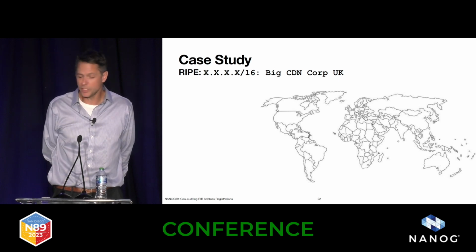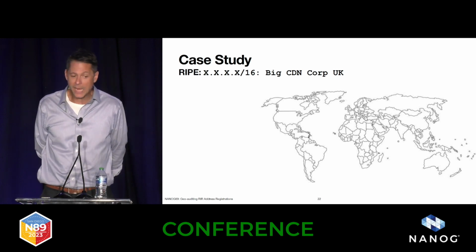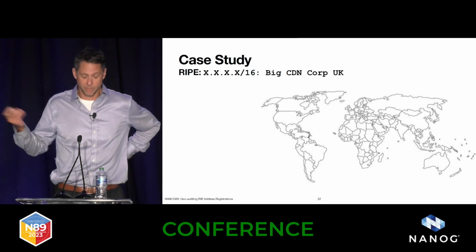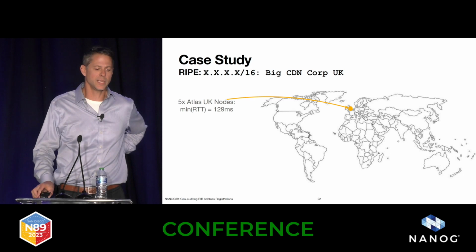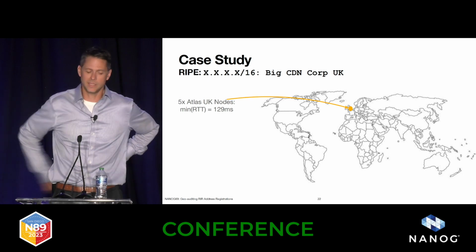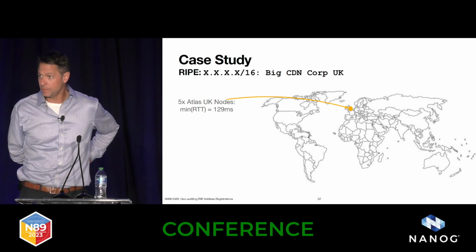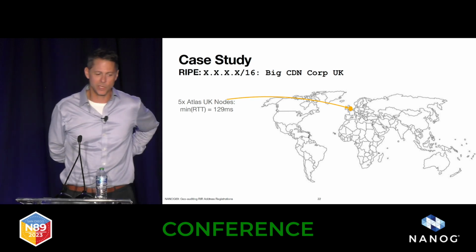It's in the RIPE region. The organization's address is in the UK. So let's take a look at what the methodology does, right? The first thing that it does is, since the organization is listed as being in the UK, it finds 5 RIPE Atlas measurement nodes also within the UK.